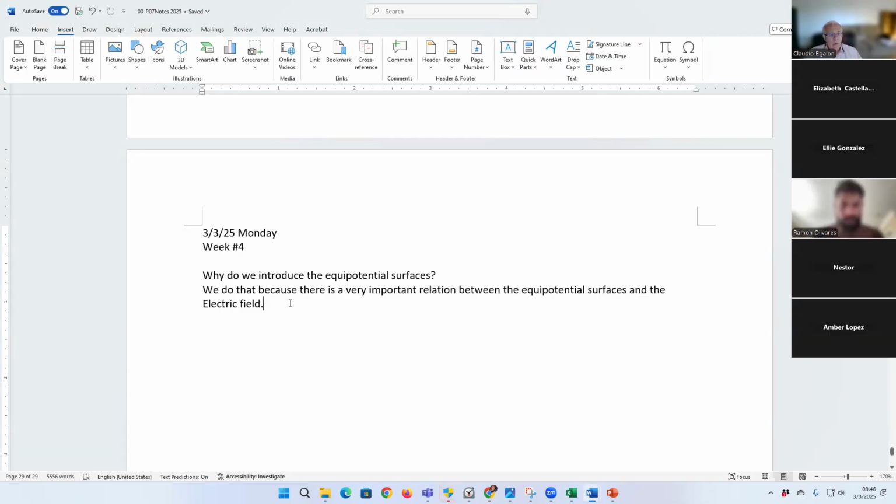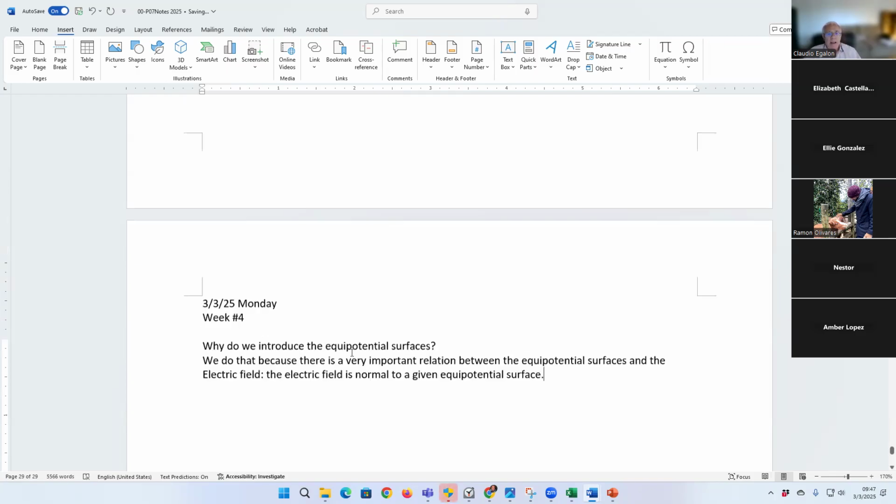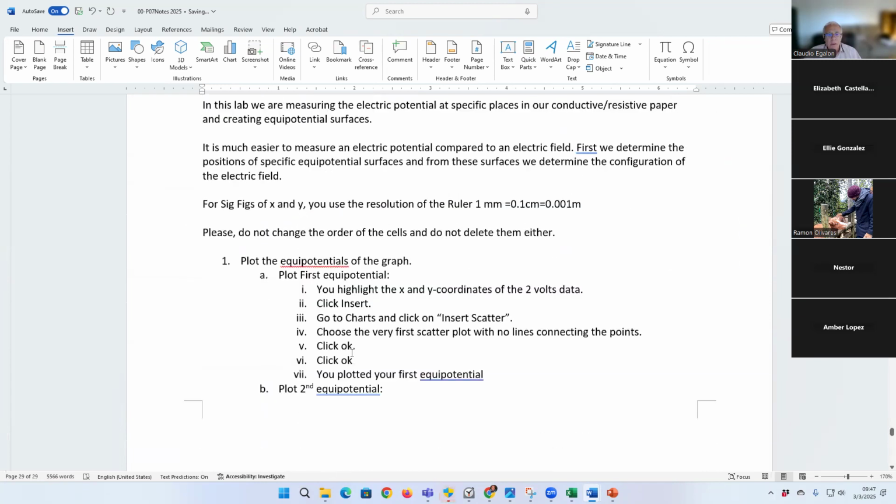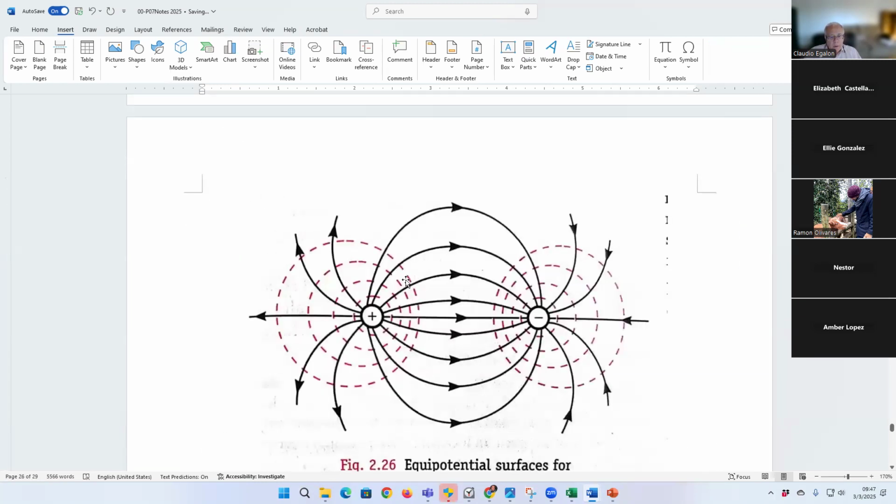So what do you have to know? I'm not going to prove that here for you, but you have to know that the relation is the following. The electric field is normal to a given equipotential surface. And we saw something like that here, right? So let's take a look. Right in here, we have an equipotential surface.